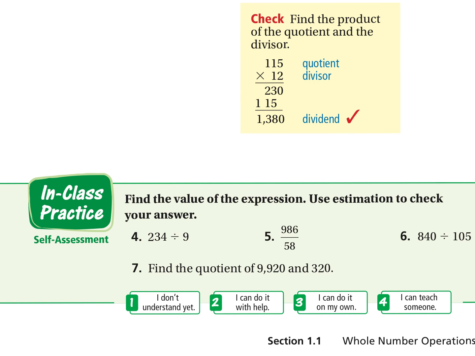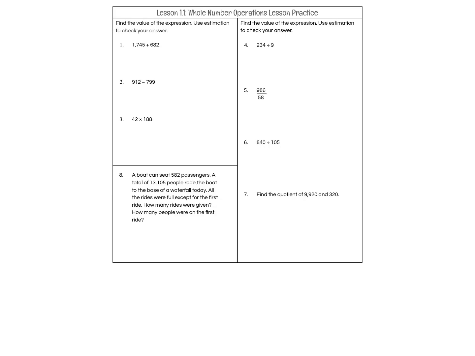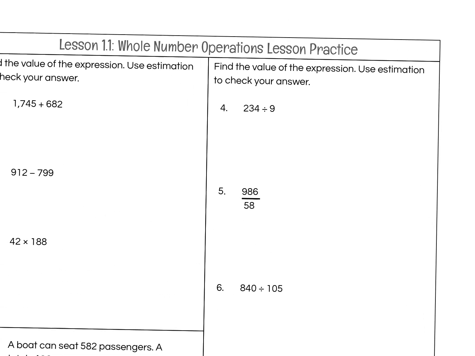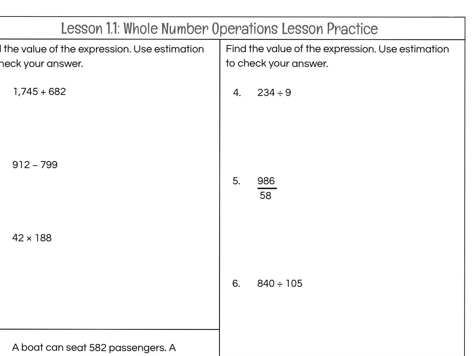Okay, so let's look at that page in our journal and go ahead and solve these next few problems. So I'm going to rewrite number 4 so that I have 234 divided by 9. I know 9 cannot go into 2. I always start left to right. So I'm going to put a placeholder just so I keep everything nice and neat, lined up.